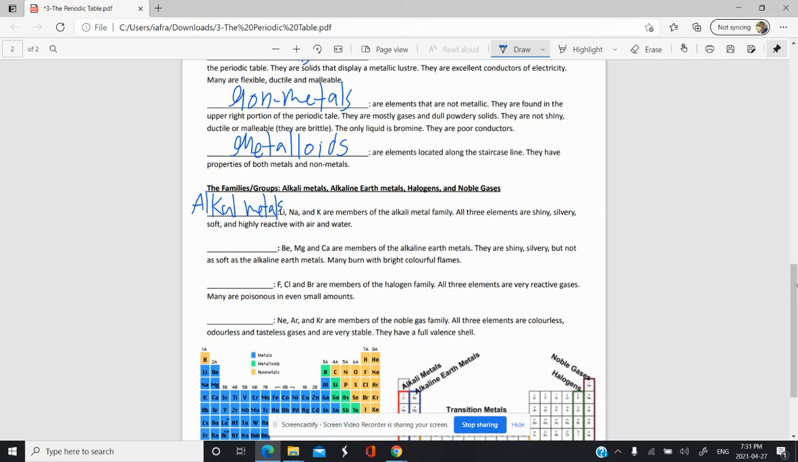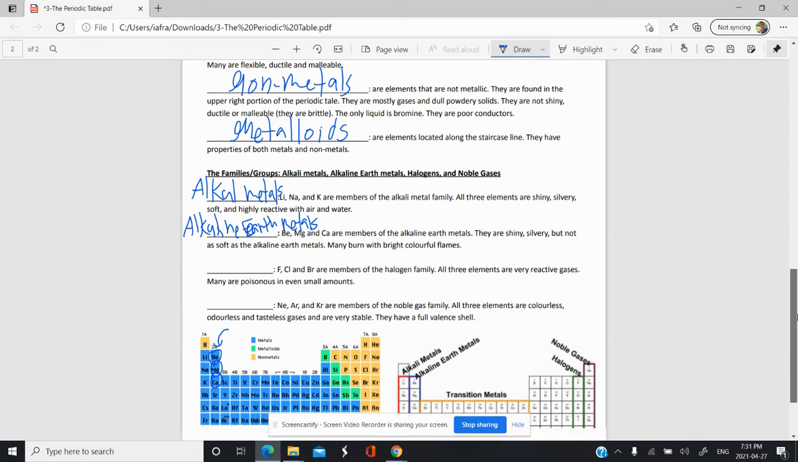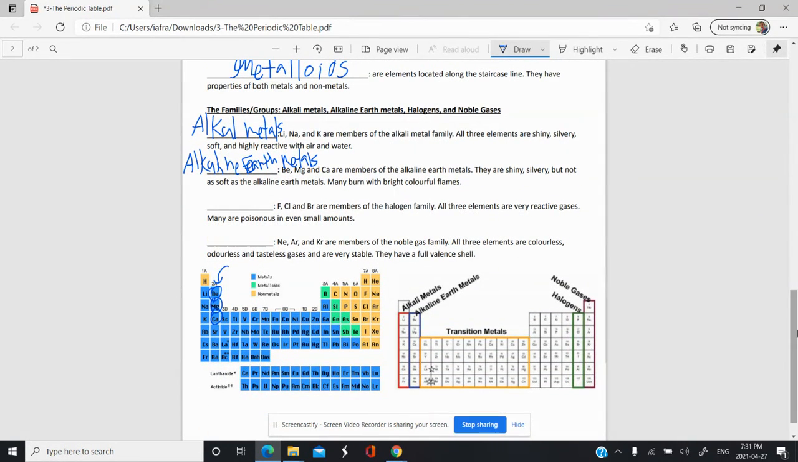Our next one, we have beryllium, magnesium, and calcium. Those are examples of these metals here in group 2, and those are alkaline earth metals. They have 2 valence electrons. They're reactive, but not as reactive as the alkali metals. Alkali metals are also quite soft. You can cut them with a knife, but alkaline earth metals, they're harder, so you couldn't. And the other thing with alkaline earth metals is that they typically burn in a bright fire. And they burn bright colors in a fire.